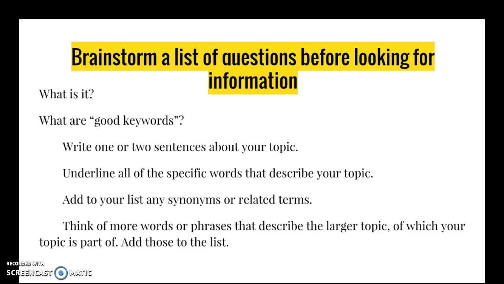This is a skill and a task they won't be able to do without you modeling it and teaching them how to do it. So write 1 or 2 sentences about your topic, and this is what I want you to do before you meet with me. I want 1 or 2 sentences about your topic. I want you to underline the specific words that describe your topic. And then I want you to add to your list any synonyms or related terms. Think of more words or phrases that describe the larger topic of what your topic is part of, and then add to that list. So we're creating a couple of sentences about the topic, and we're just brainstorming keywords. And really, it's anything you can think of that is related to your topic.